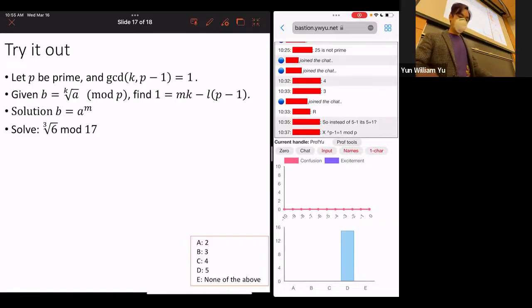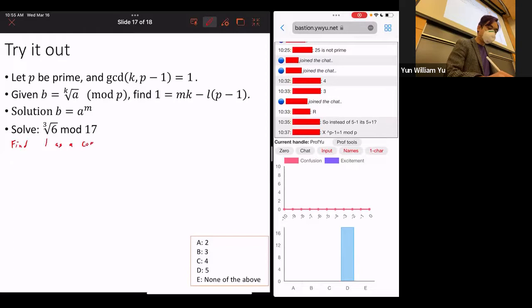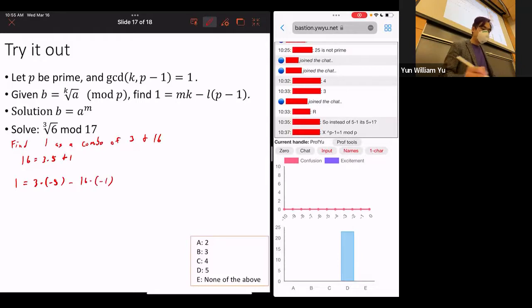Okay, so we're starting to get a couple answers in. So let's just go through all the steps again. So we need to find 1 as a combo of 3 and 16. Well, that's pretty straightforward. 16 is equal to 3 times 5 plus 1. Oh, sorry, if we write this as 1 is equal to 16 minus 3 times 5.